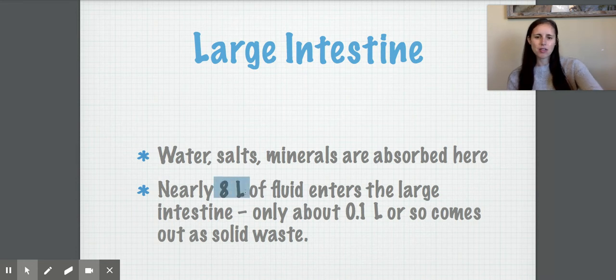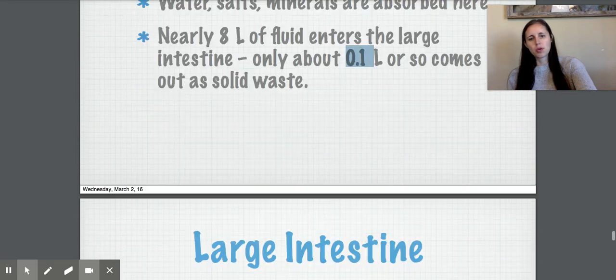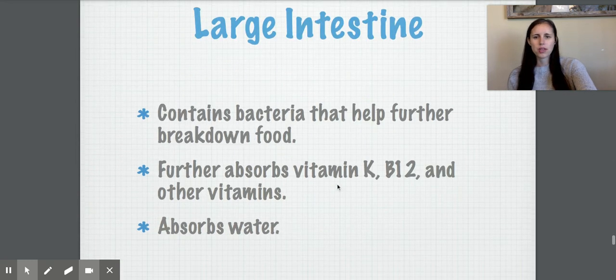Nearly 8 liters of fluid enter the large intestine, and only 0.1 liters comes out. So again, I want you to think about liter pop bottles. Think of 8 of them. 8 of them enter your large intestine, and only 0.1 of them actually comes out as solid waste. So the large intestine does a lot of work absorbing water and other liquids. Your large intestine also contains bacteria that help to break down food. You might have heard of the term probiotic before if you've seen those yogurts with the dancing happy stomach or whatever.